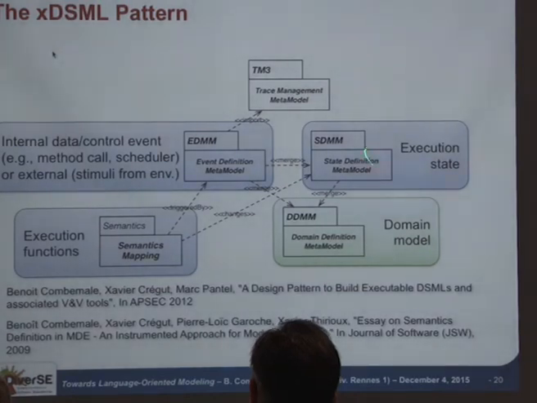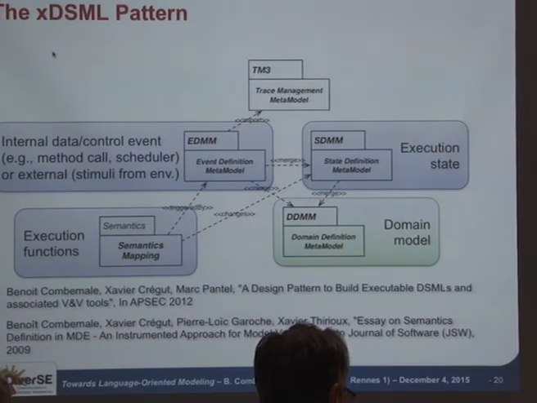parts. The first one is the definition of the state definition metamodel, which is the dynamic information that will capture the state of the model during execution. And then we define the event definition metamodel, which defines the different events that will drive the execution of a model from one state to another, whether these events are internal, due to the data or control flow induced by the implementation of the behavioral semantics. So for example, if you are using a visitor for implementing the behavioral semantics, we can consider the method call as the internal events.